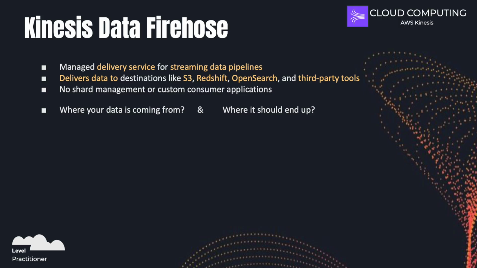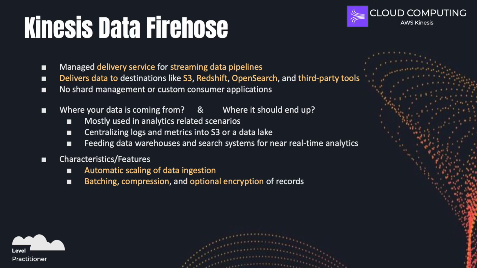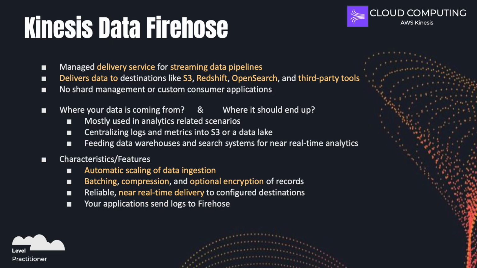Optional transformations, like converting or enriching the data along the way, are also supported, and the whole idea is like designing a system that acts as a set it and forget it delivery pipeline for streaming data. Firehose can take care of scaling the data ingestion, batching, compressing, and encrypting the data for you, and then reliably delivering it to the final destination. A simple use case could be your application sends logs to Firehose, Firehose buffers and processes them, and then continuously writes them to S3 in a format that's ready for analytics and further reporting.